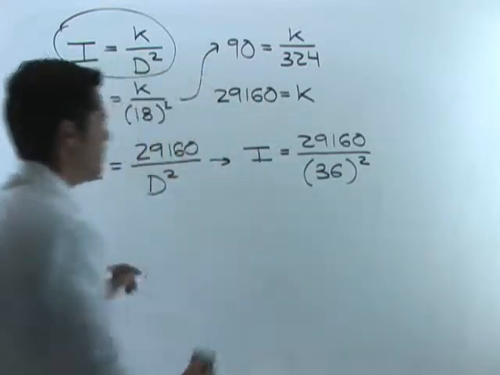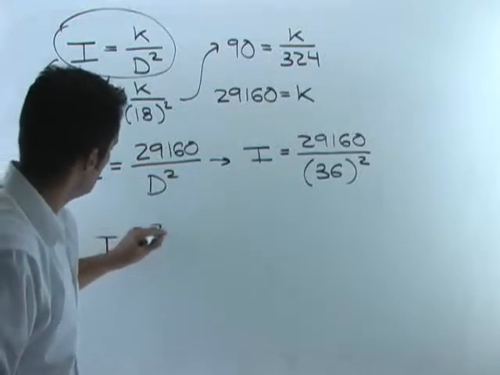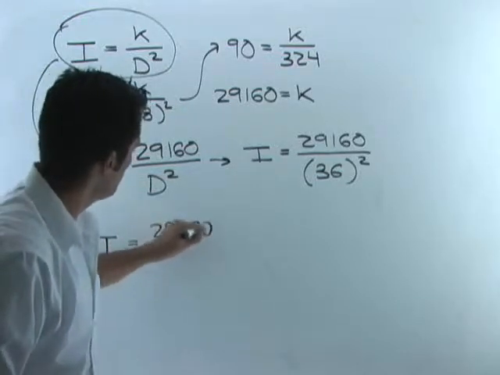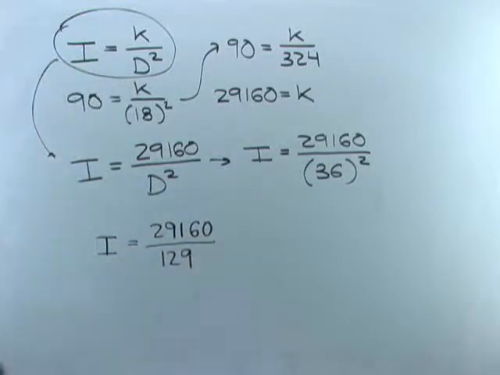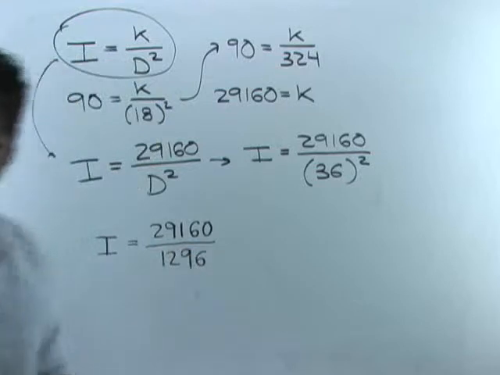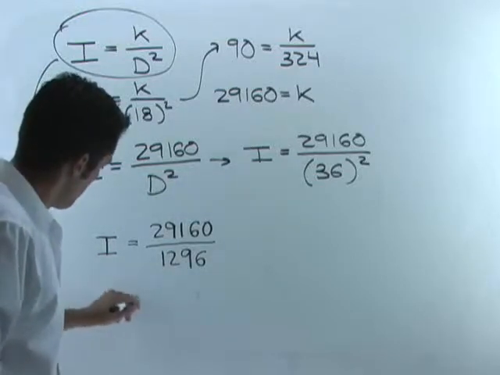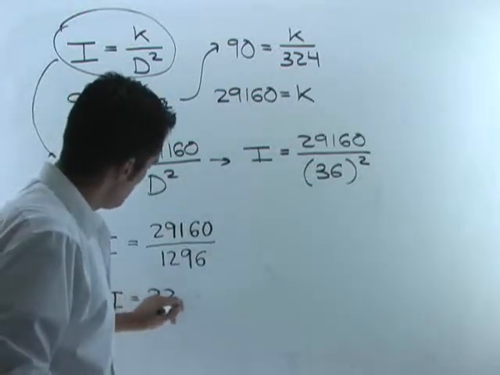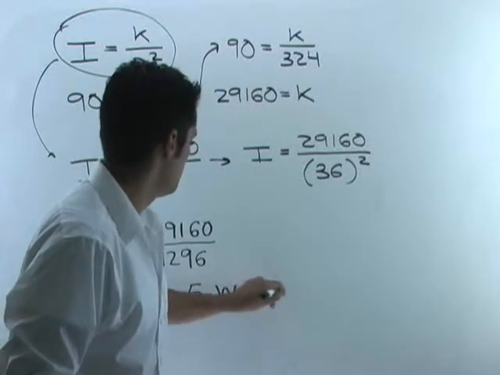So now we have that the intensity is equal to 29,160 over 1296. Is that what I had? Yep, 1296. And then I just compute that. I get 22.5. So 22.5 watts per foot squared.